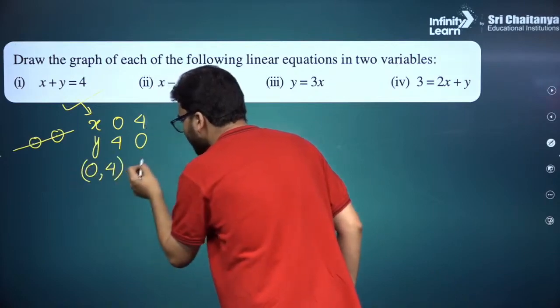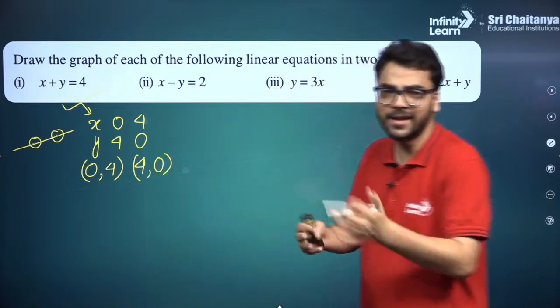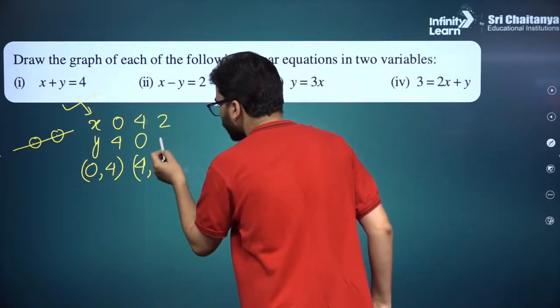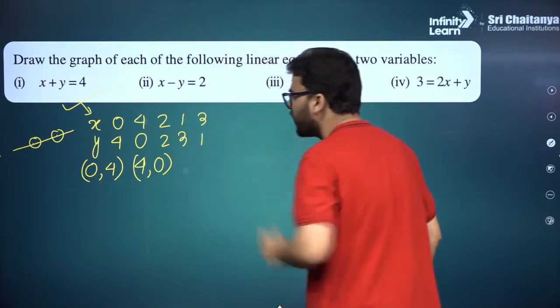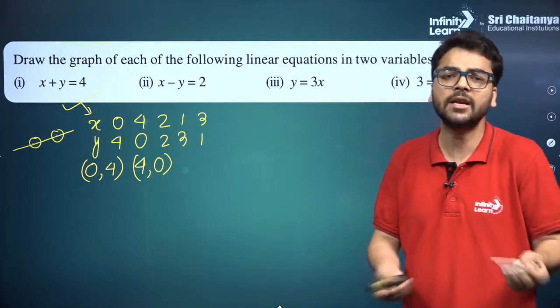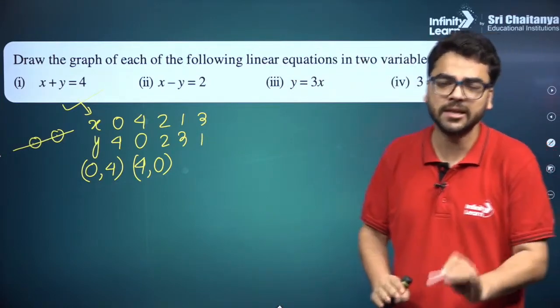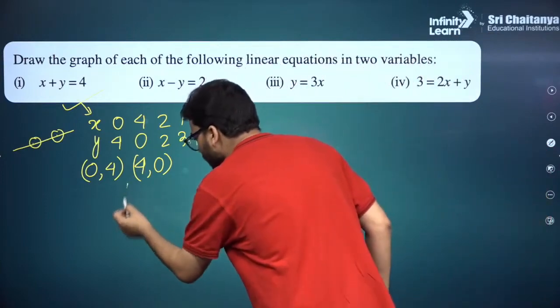You may also ask why are we taking only these points? You can take any other point which can satisfy the equation. For example, 2, 2 is working, 1, 3 is working, 3, 1 will work, and so on. But you need only 2 points, right? If you know the coordinates of 2 points, you can easily draw the graph. So over here 0, 4 and 4, 0 we are taking.